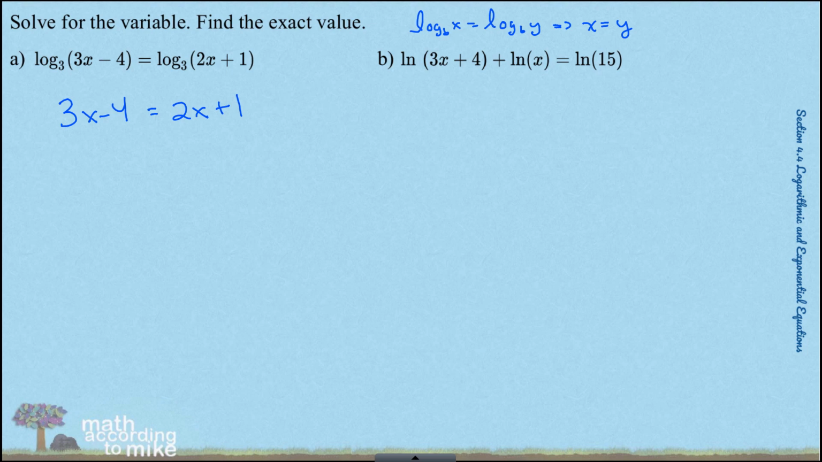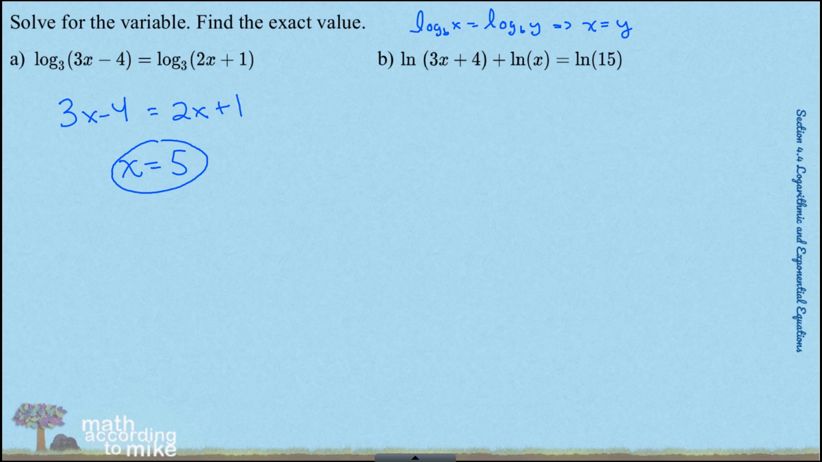Solving for x, bring the 2x to the left and the 4 to the right, we get x to be 5. We do need to check our answers here. You have to make sure that when you plug in your answer, your argument is still positive. 3 times 5 minus 4, positive. 2 times 5 plus 1, positive. So 5 is our answer.